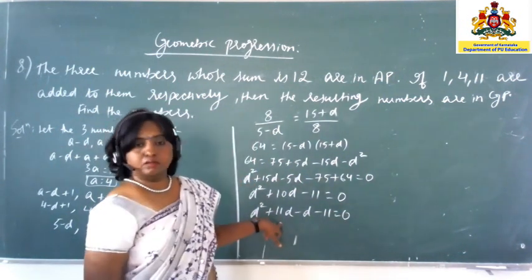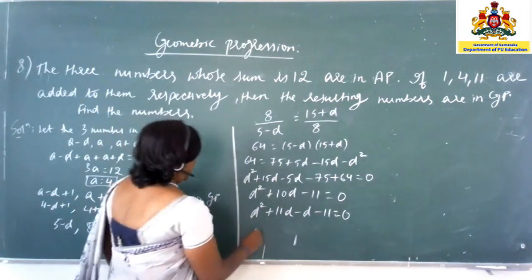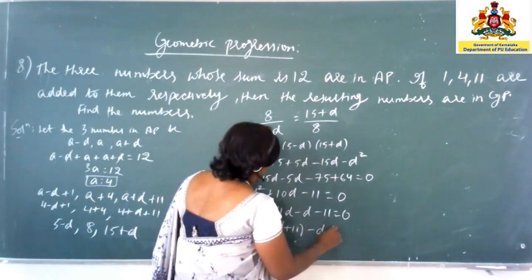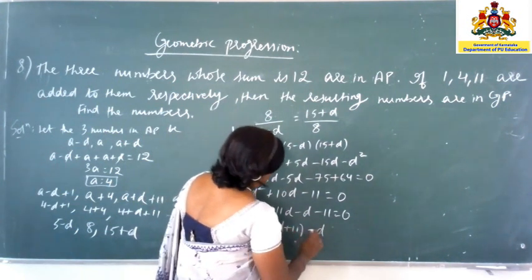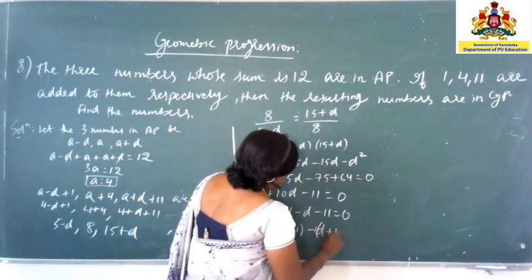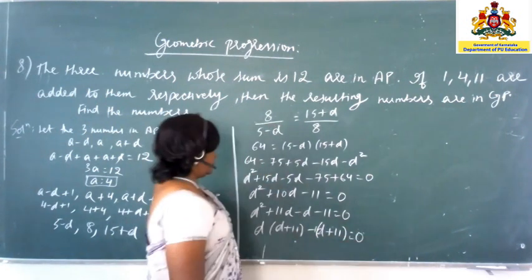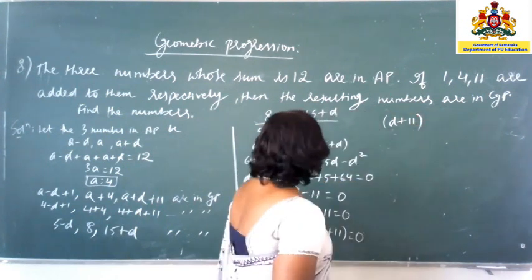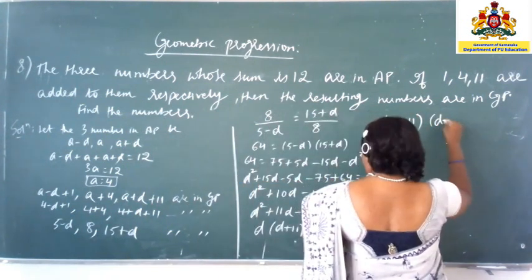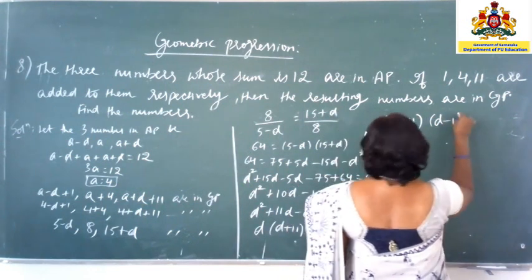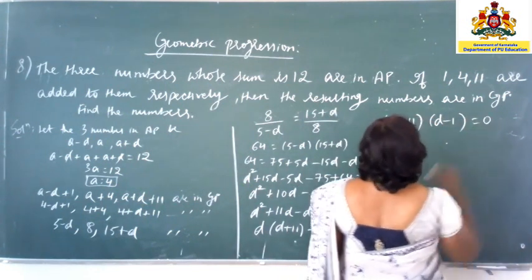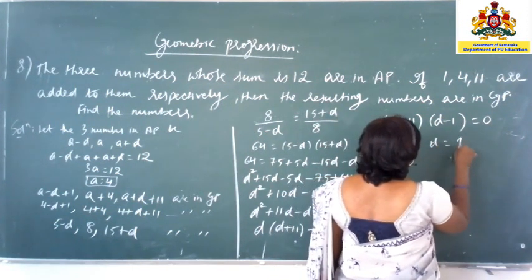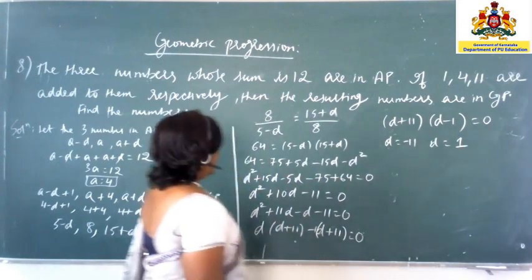So I split the middle term here. d into (d plus 11) minus 1 into (d plus 11) is equal to 0. So we'll be getting it as (d plus 11) into (d minus 1) is equal to 0. So d is equal to minus 11 or d is equal to 1. So those will be the values.